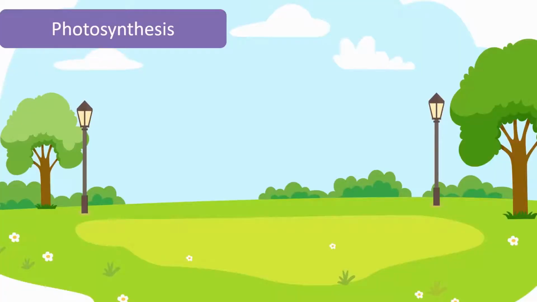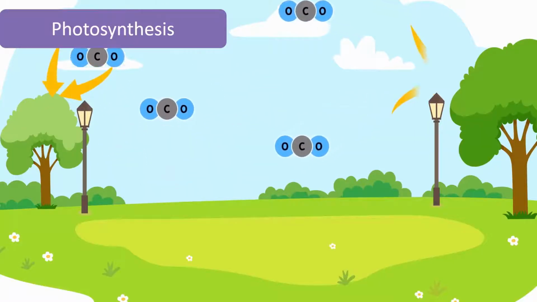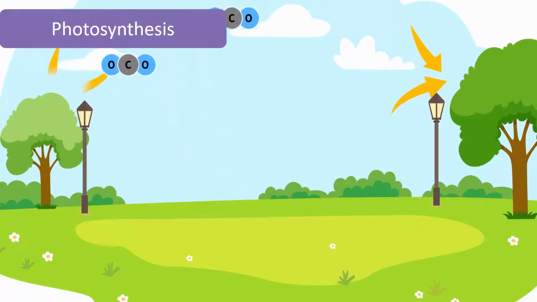And do you know that plants also need air? During the day, plants make their food by a process called photosynthesis. In this process, they take in carbon dioxide from the air and release oxygen.